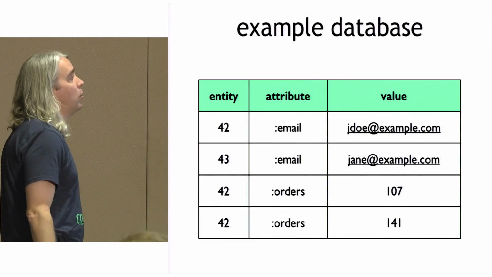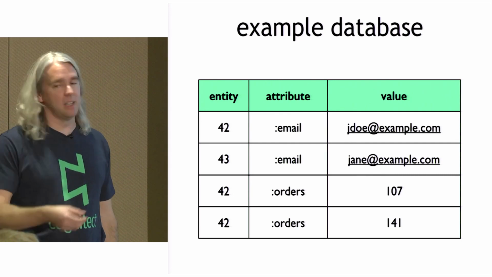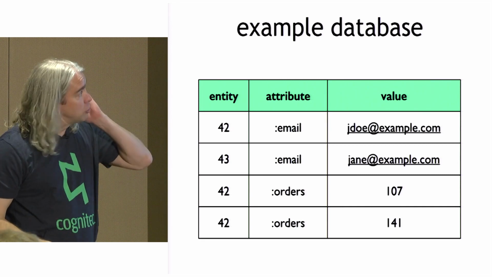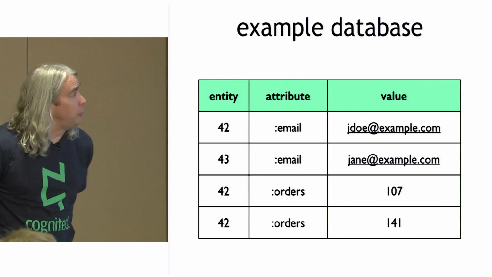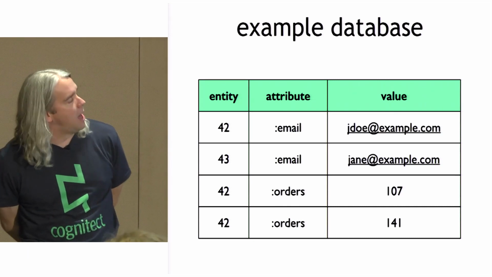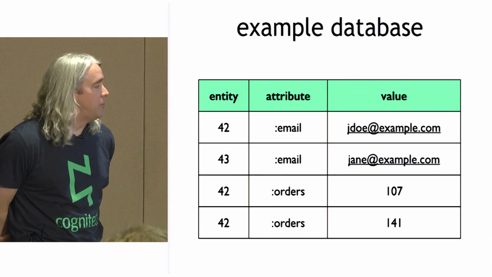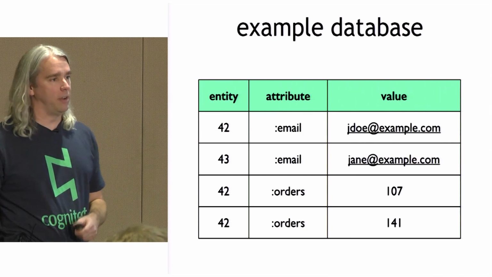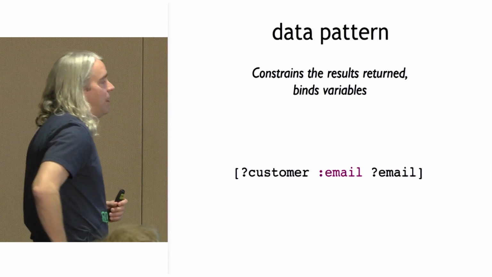So let's do it. We're going to work with an example database. For laziness, our example database is going to leave out the transaction and the added columns. So I'm only going to show you the triple, right? The first 3 parts of the data for now. So we're going to have entity 42, whose email is jdo@example.com. Entity 43, whose email is jane@example.com. Entity 42 has orders, both 107 and 141. So that's a cardinality many attribute.